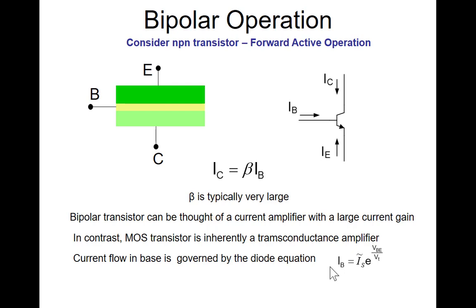Let's try to model this device. We know the current flow in the base. Current flow in the base, we said, was governed by the diode equation. So the base current is equal to, what's the diode equation? IS tilde. Well, we call it IS, and when we talk about a diode, I put a tilde in here for a reason that will become apparent in a minute. Some constant IS tilde times e to the VB over VT. That's the diode equation, right?